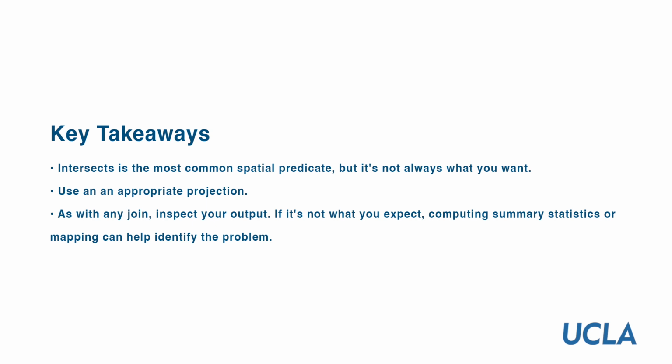So the takeaways here: while intersects is the most common spatial predicate, it's not always what you want. Sometimes you want crosses, sometimes you want touches, sometimes you want contains. The projection matters, and probably 90% of the time you get an error in a spatial join, it's because your projection is messed up, or it's not projected, or not defined, or it's not what you're expecting. So as with any join, look at your output. And if it's not what you expect, compute summary statistics or map in the same way as we did in this lecture. That can help identify the problem.